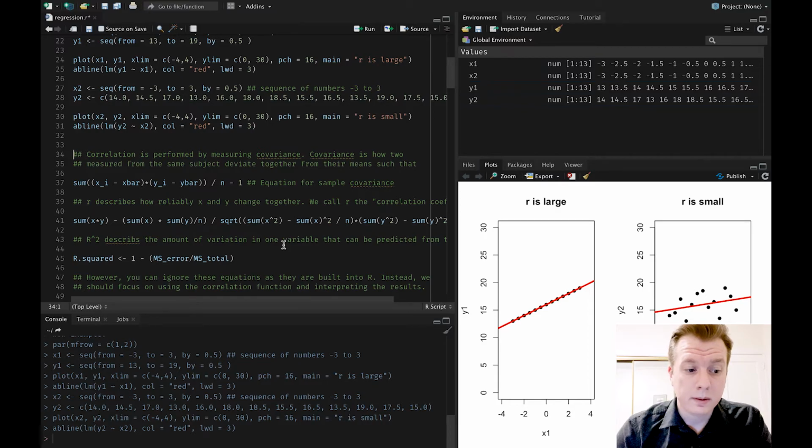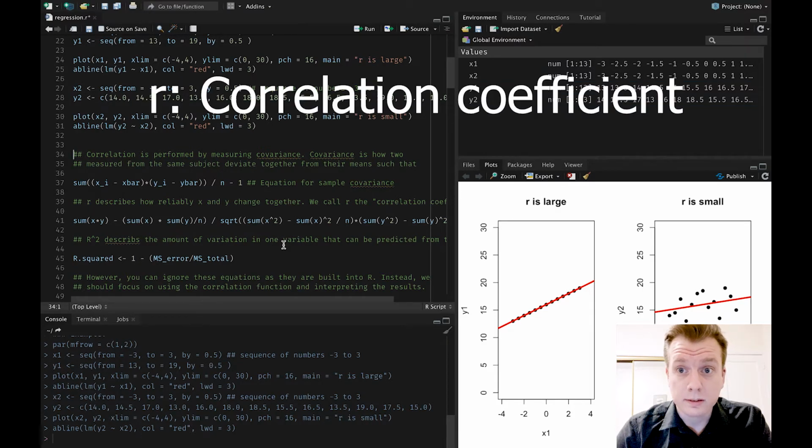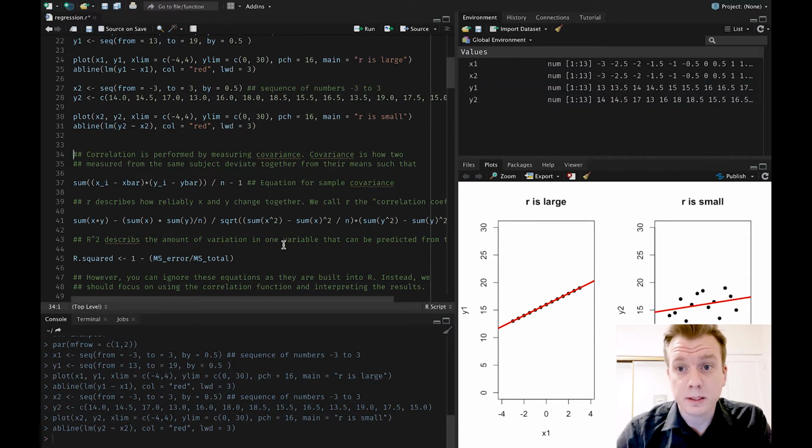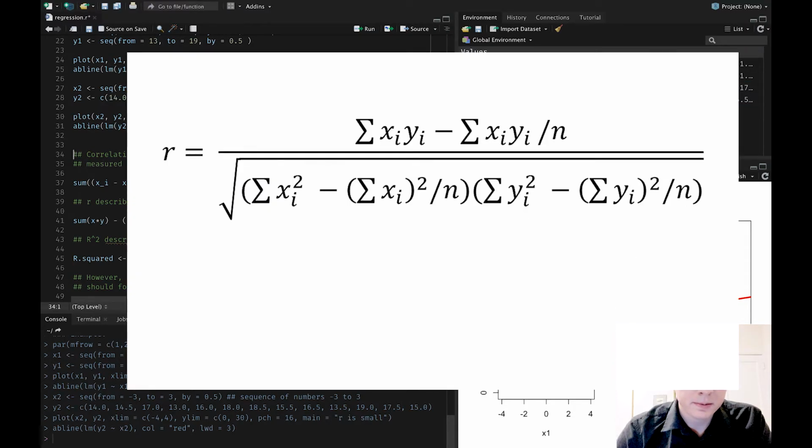R describes how reliably x and y change together, and r is called the correlation coefficient. If you remember, r is the estimate of the parameter rho. And I'll have this equation pop up here. This equation you do not need to memorize, but as you can see, it's quite complicated, and it takes into account the covariance between x and y.